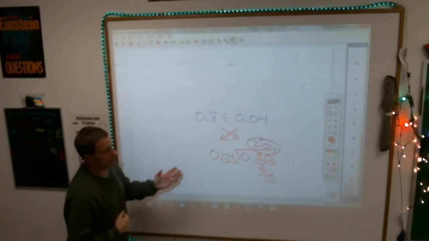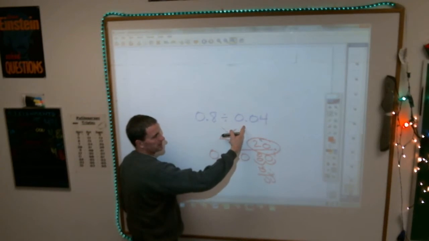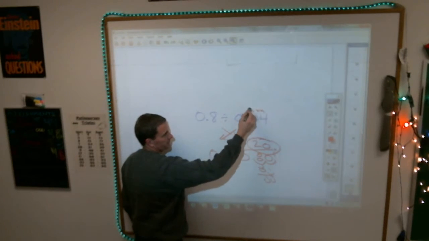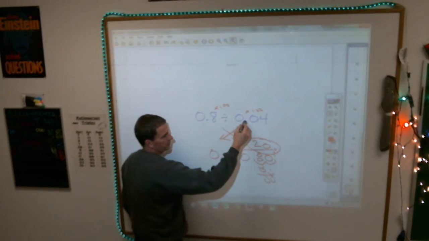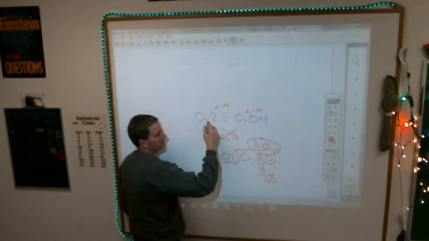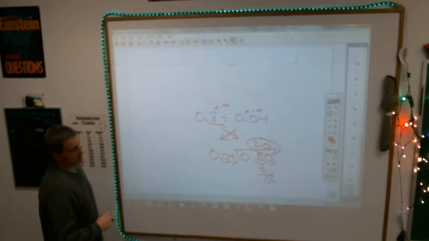Really what you're doing when you do that is you're multiplying both of these sides by 100 right off the bat to get rid of decimals. That's what we do when we're doing this moving decimal thing. I multiply this by 100, it becomes 4. I multiply this by 100, it becomes 8, and then I don't have to worry about decimals so much anymore.